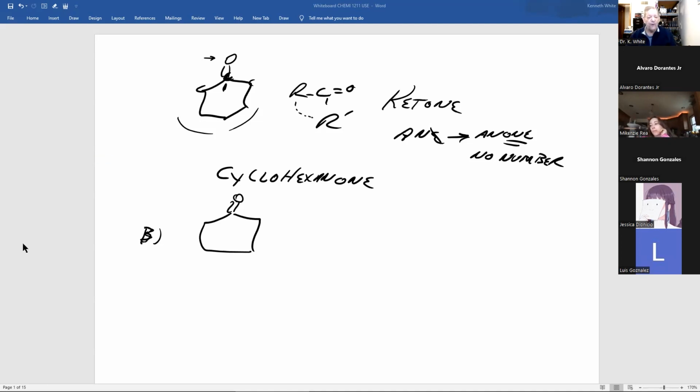Let's do it. What do you see that's different? What's not carbon, hydrogen? Oh, an oxygen, double bond to carbon with carbons here and here. That's a cyclic ketone.